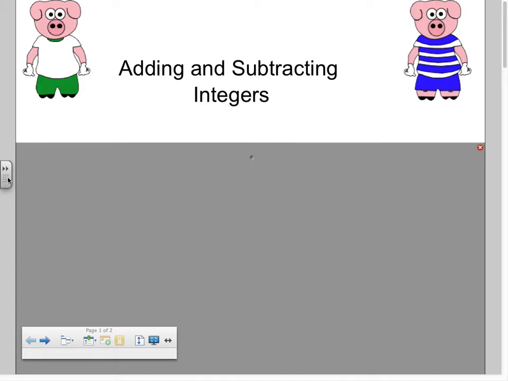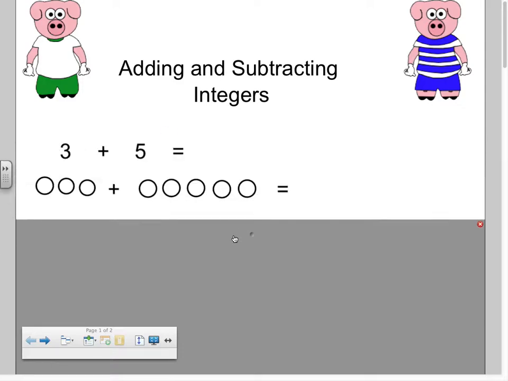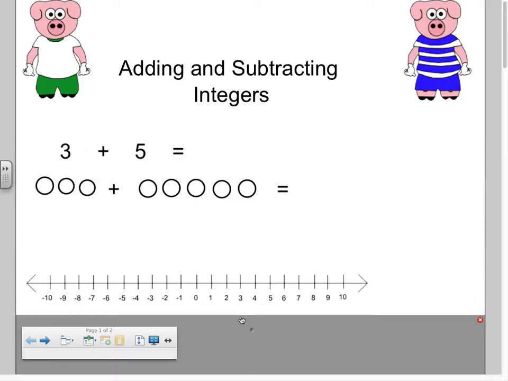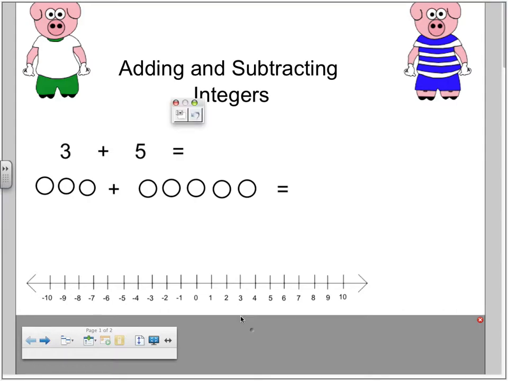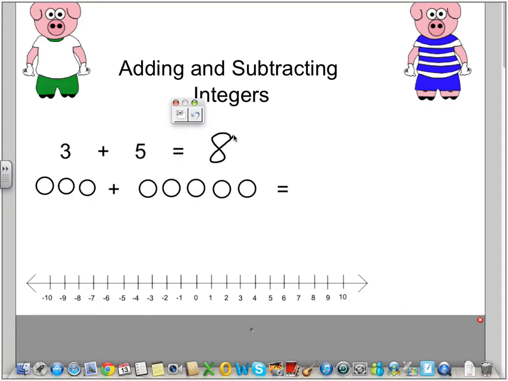The place that we're going to start is with a problem that is very easy. 3 plus 5. So in the book they have you do this with counters and they use open circles. So you've got 3 open circles plus 5 open circles. So the answer would be 8. And if you use a number line to do this, you'd start at the number 3 and you'd move to the right 5 places. 1, 2, 3, 4, 5.